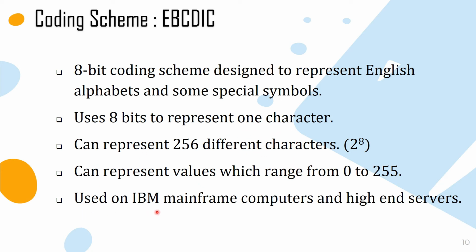Let's look at the fourth characteristic. EBCDIC is used on IBM mainframe computers and high-end servers. So this is the difference between ASCII and EBCDIC, the fourth characteristic.